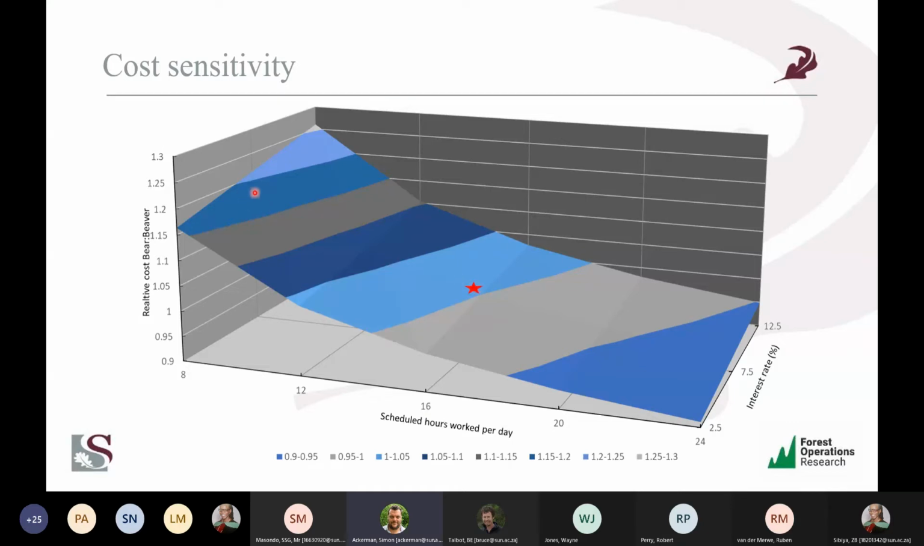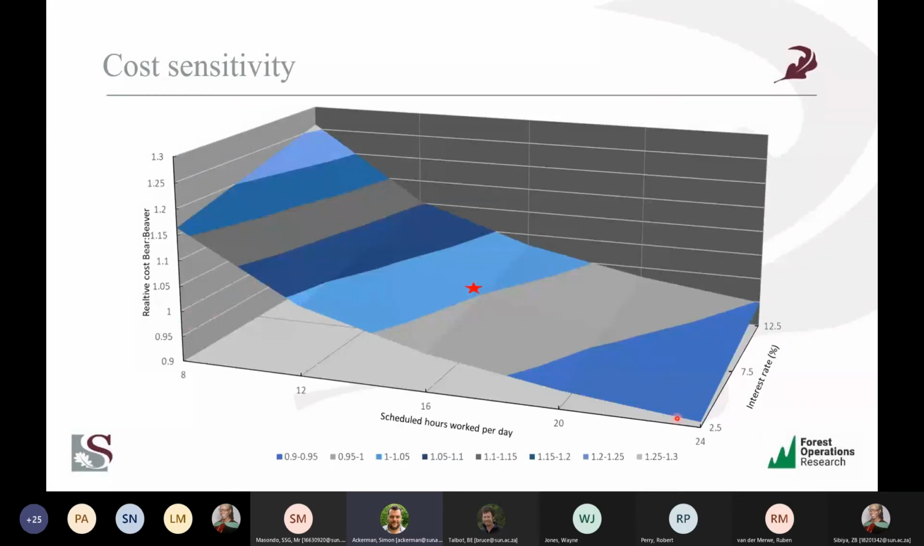So we did a few scenarios worse and a few scenarios better, if we can call it that. And the relative cost, the one being all things being equal, and then pivoting around that scale. So if we take the possible worst case scenario at an 8-hour shift and a very high interest rate, you can see from our base, we have roughly a 25% cost increase. That means our bear is 25% more expensive to operate.